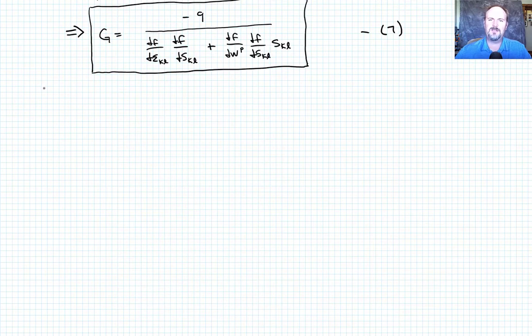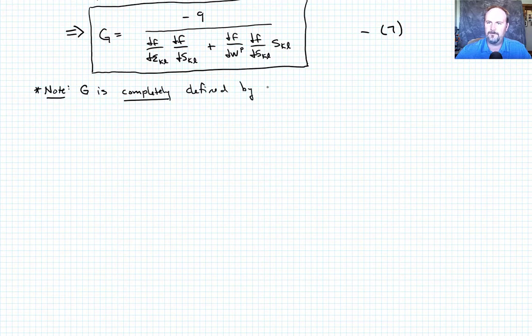Okay, what does this really tell us? Well, let's think. The important feature here is that if I know F, I know G, right? So what we can say is that G is completely defined by F. Okay, that's an important result. It means that it's not a mystery. We can compute that directly.